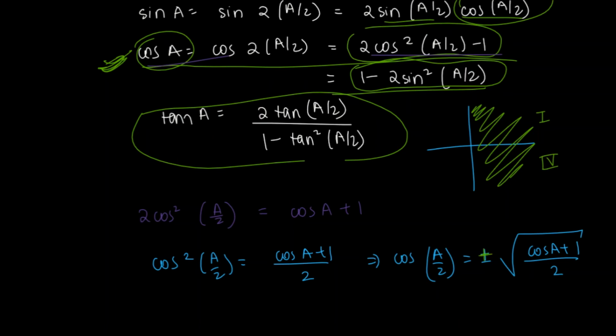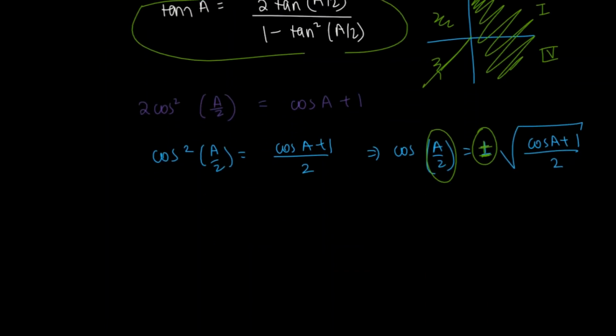If not, if it lies in the second or the third quadrant, then you will have a negative sign. Just to be clear, this does not say that the cos will have two values. What it says is that this sign will depend on where this angle A over 2 lies. So if A over 2 were here, then you will include a negative sign there.